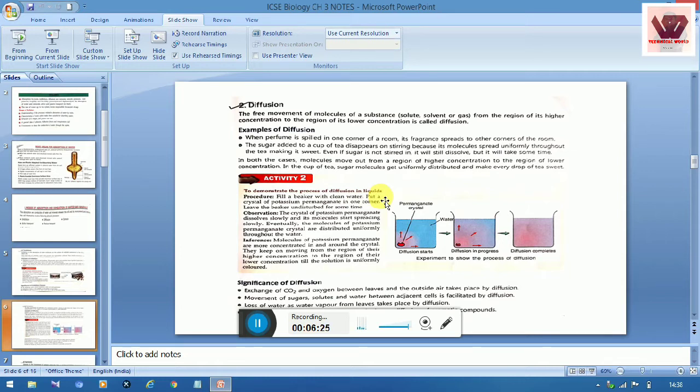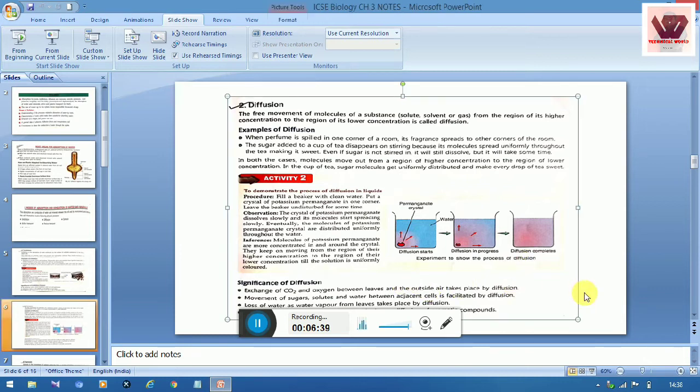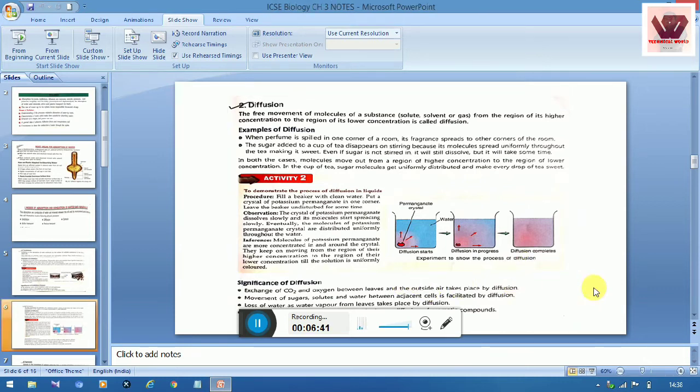The activity I am showing is very important for ICSE boards, right. Now, the significance of diffusion: exchange of CO2 and oxygen between leaves and the outside air takes place by diffusion, right. Movement of sugars, solutes and water between adjacent cells is facilitated by diffusion, okay. Loss of water as water vapor from the leaves takes place by diffusion, right.